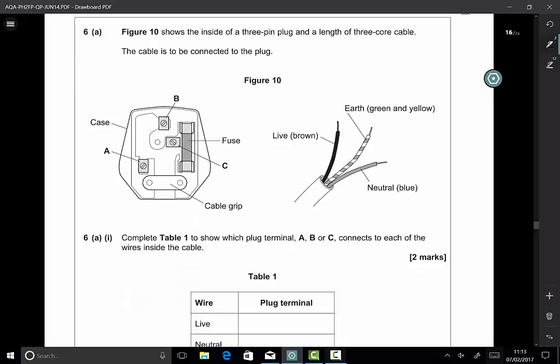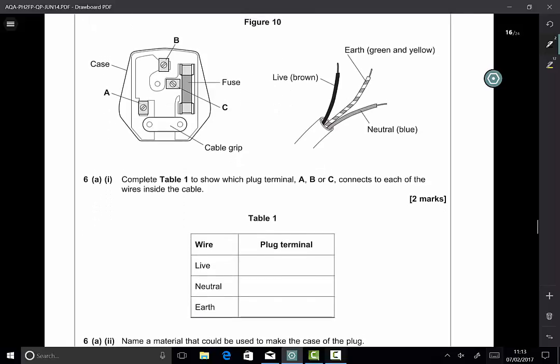Okay, plugs. So we've got a diagram of a plug and a cable. Which terminal connects to which wire? Right, so the first thing I know is that the fuse has to be with the live wire, so the live must be terminal C. The top pin is the earth wire, so that's going to be B, and that leaves neutral as A.